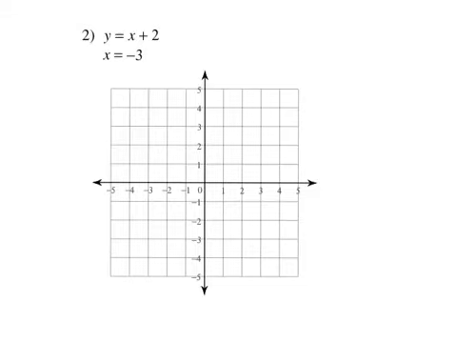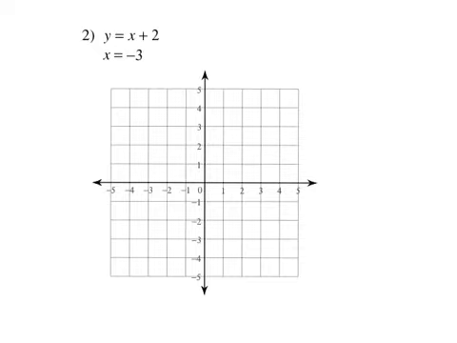Solving systems of linear equations by graphing is actually fairly simple once you know how to graph an equation one at a time. Now, when we're solving two equations by graphing, you just graph them both on the same plane, and then where they intersect is your solution. So let's look at this one.